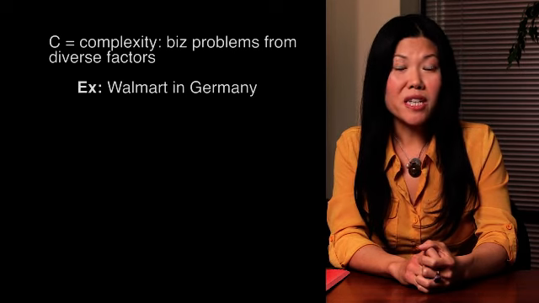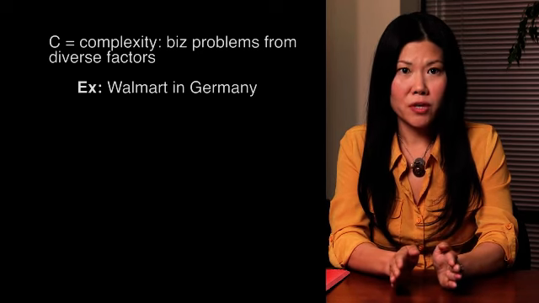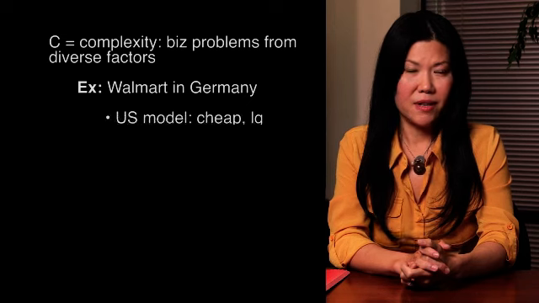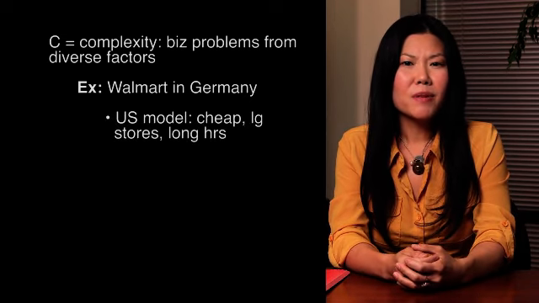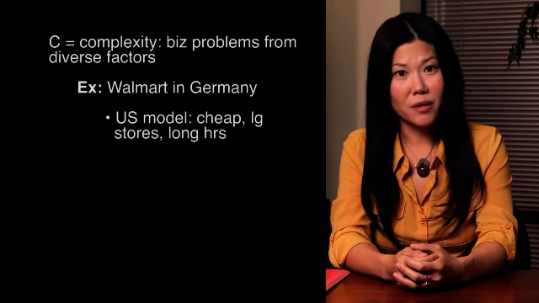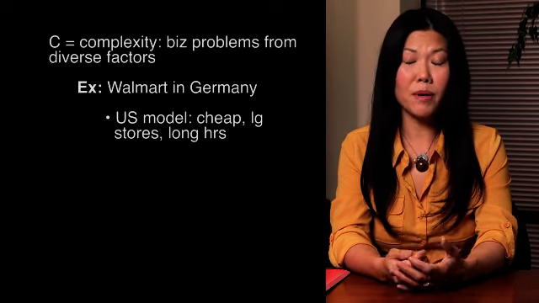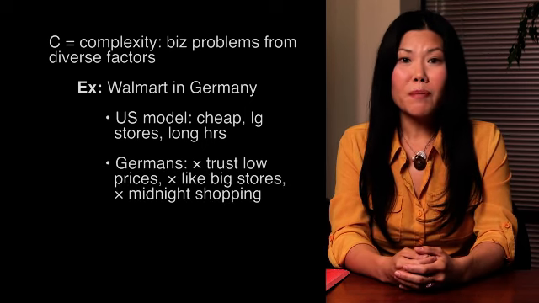Walmart used their successful U.S. model. They had cheap prices, very large stores, and long store hours. But it didn't work as well as they had hoped. They discovered that Germans generally don't trust low-priced products. They don't like large stores, and they don't want to go shopping at midnight. The process of opening a chain of stores was more complex than they thought.